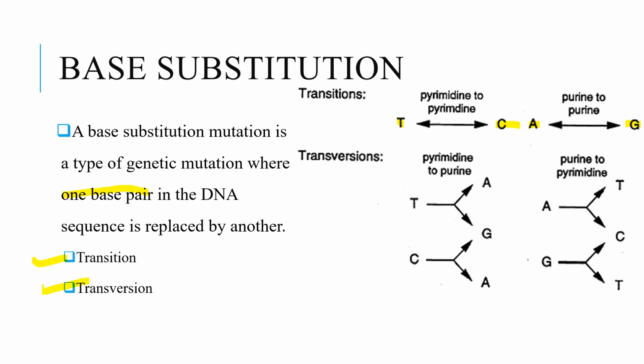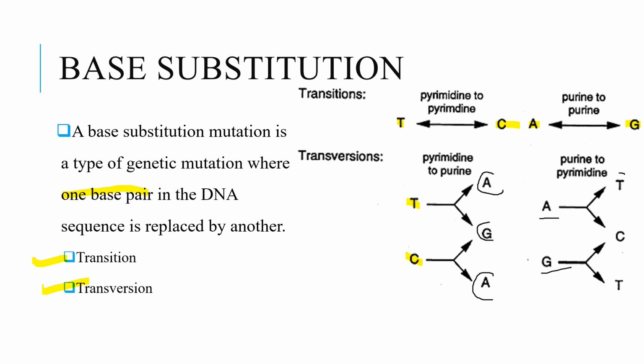But in case of transversion, pyrimidine is converted into purine and purine to pyrimidine. As you can see here, thymine and cytosine are the pyrimidines. Thymine will convert into adenine and guanine, and similarly cytosine will convert into guanine and adenine. And here the purines, you know that there are two purines, adenine and guanine.